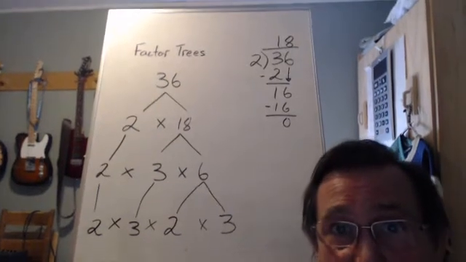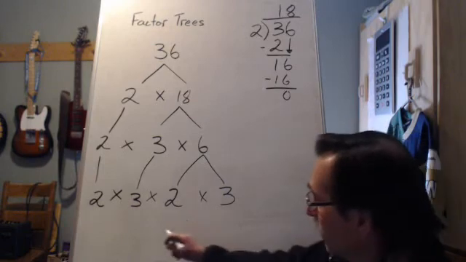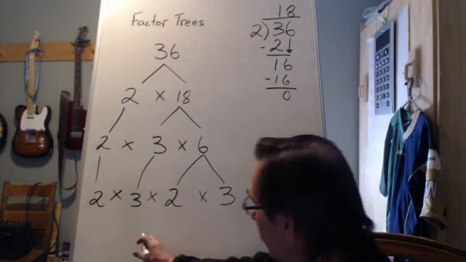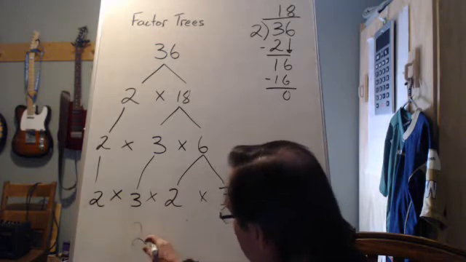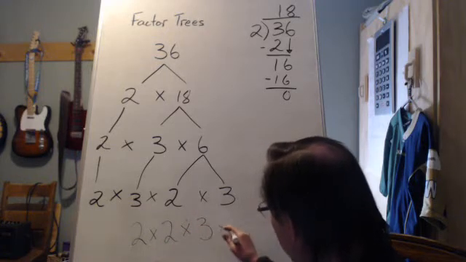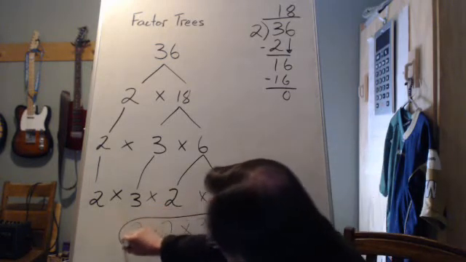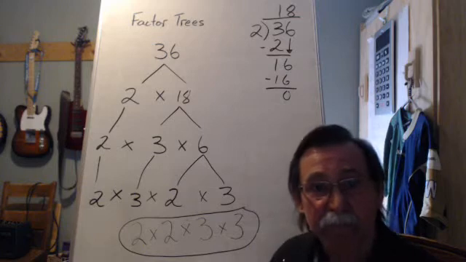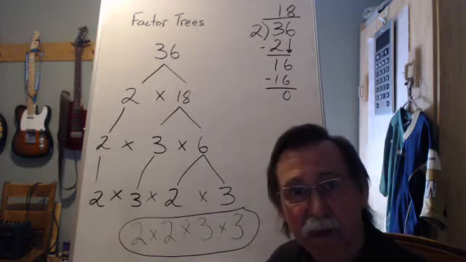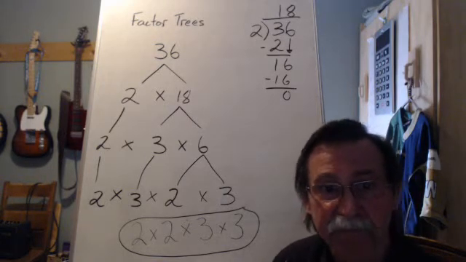Okay, so there we are. We pretty much have our answer. But remember what I said last time: I'm going to put them all in numerical order. So I'm going to go 2 times 2 times 3 times 3. And there we have it. I know it's not very neat, but there we have it. 2 times 2 times 3 times 3. That is factoring the number 36.